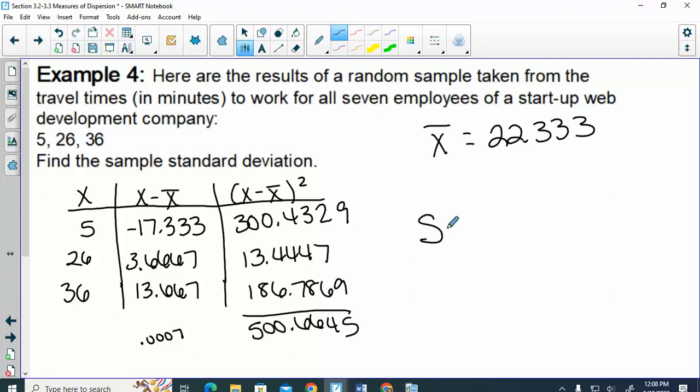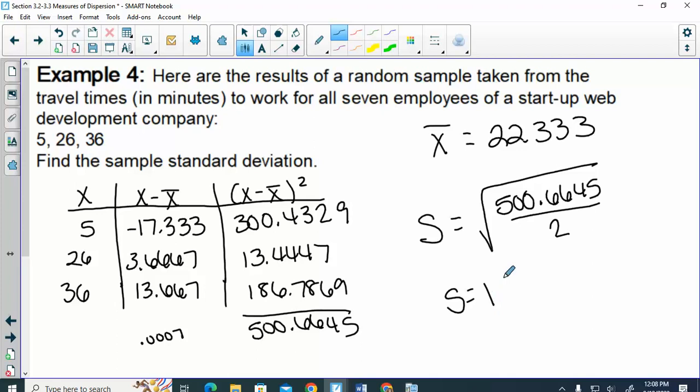So sample standard deviation is S. It's the sum of these divided by n minus 1. So what's my n here? 3. So we would just be dividing by 2. So I get a sample standard deviation of 15.8219.